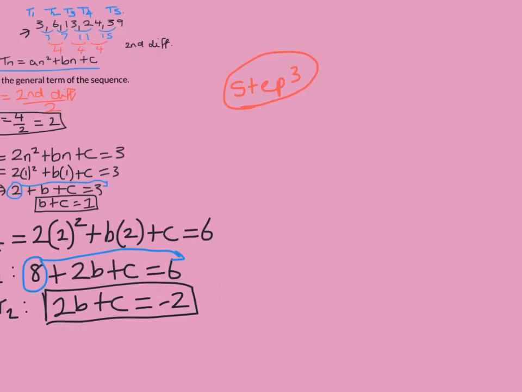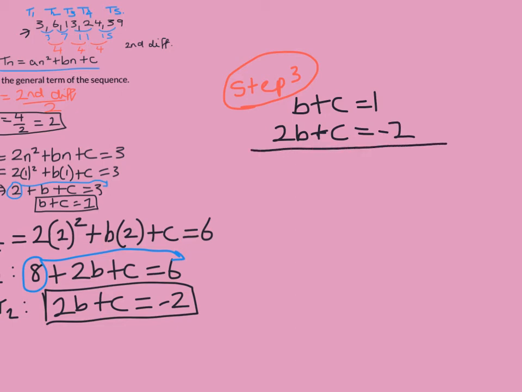Step 3 is the simultaneous equations. I'm going to take my b plus c equals 1 and my 2b plus c equals minus 2, and I'm going to solve them simultaneously. So b plus c equals 1, 2b plus c equals minus 2. I'm going to draw a line underneath. I need to change the signs of one of those. Remember, I mean I'm going to multiply the top row by minus 1.